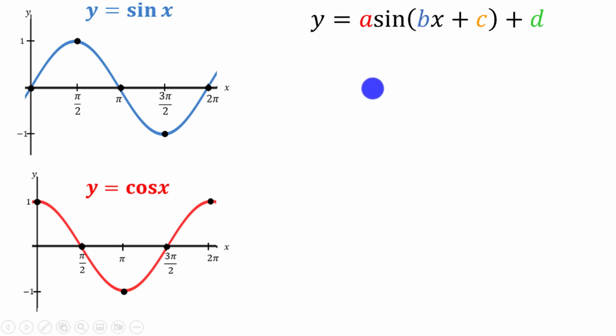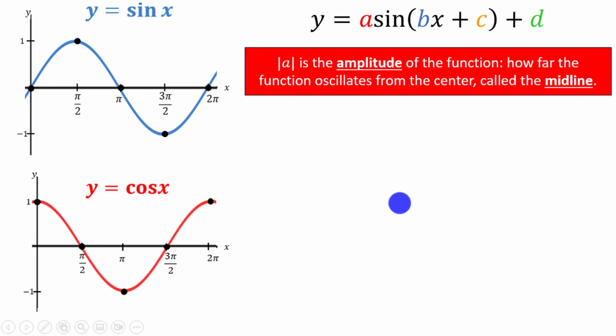Let's first talk about how having a value for a changes the graph of the function. If you have a value of a multiplying your function, that will be a change in amplitude. More specifically, the absolute value of a, meaning the positive version of a, is what we call the amplitude. It's how far the function oscillates from the center, which is called the midline. In the untransformed sine or cosine function, the midline is just the x-axis. In either case, we are oscillating to 1 unit above to 1 unit below the x-axis, so the amplitude of the untransformed sine or cosine function is just 1.